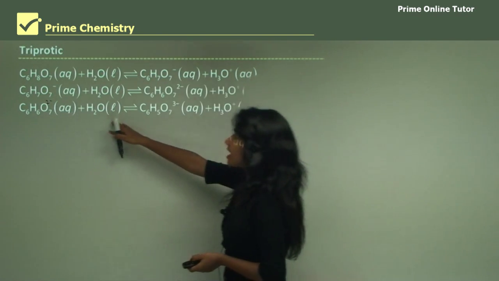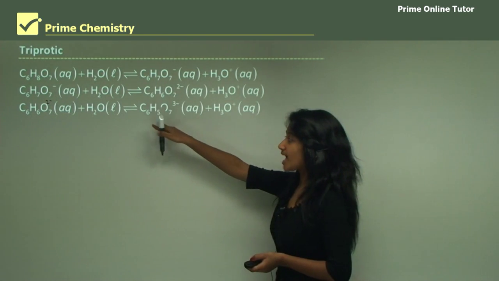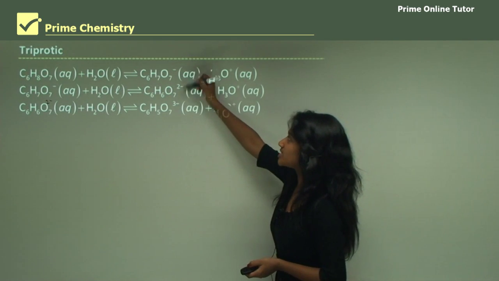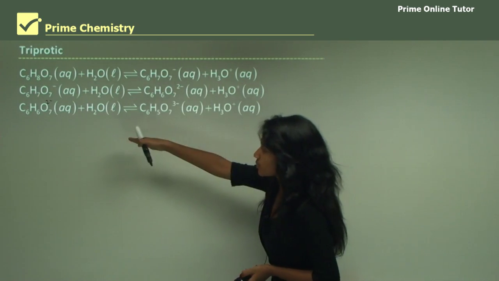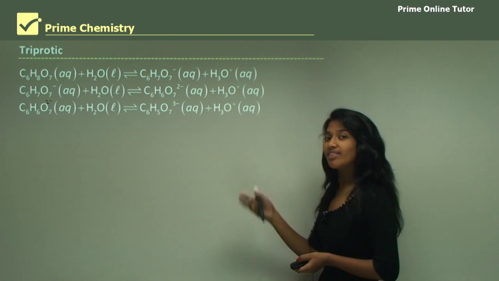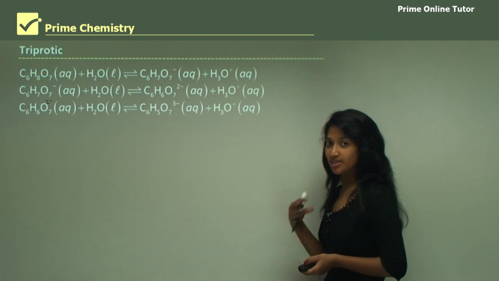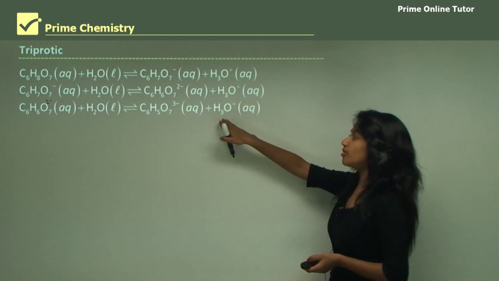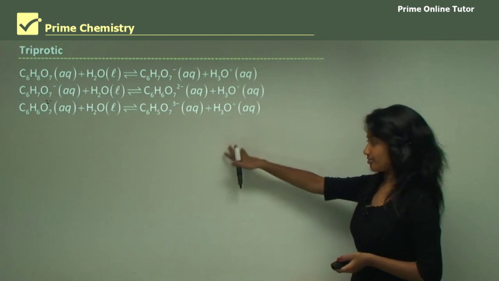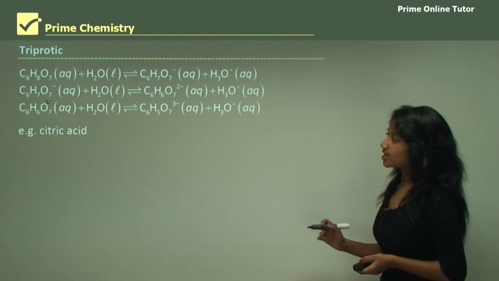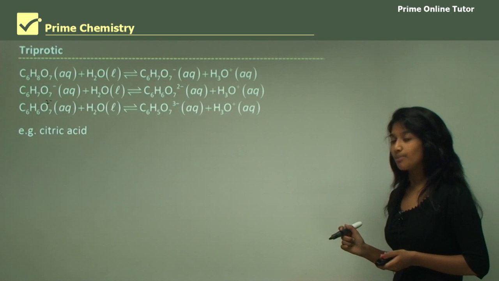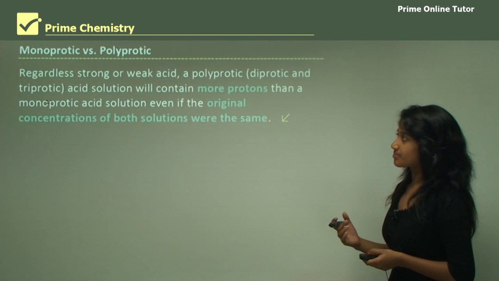Now this product here again reacts with water to form C6H5O7 with a 3 minus. Again, realize as you react with water, you're losing a hydrogen, and as a result you're going to lose a positive sign, meaning you're going to gain a negative sign. So you're left with hydronium ion, as you can see here. So this example is citric acid, and citric acid is an example of a triprotic acid.